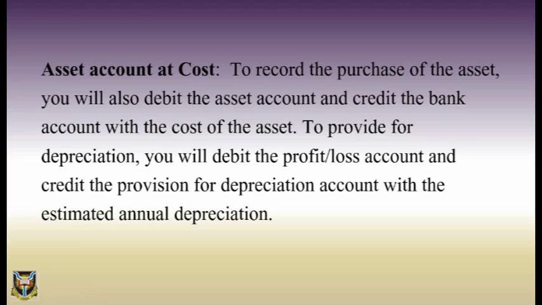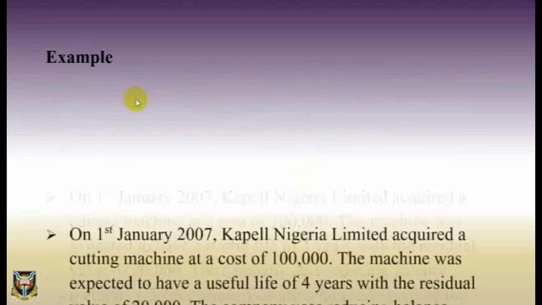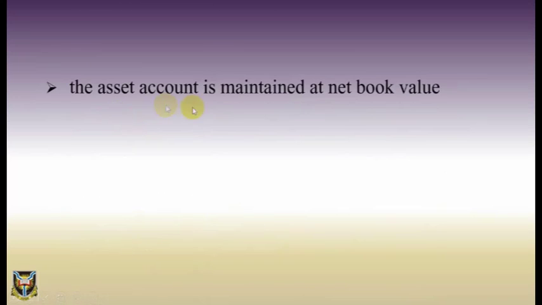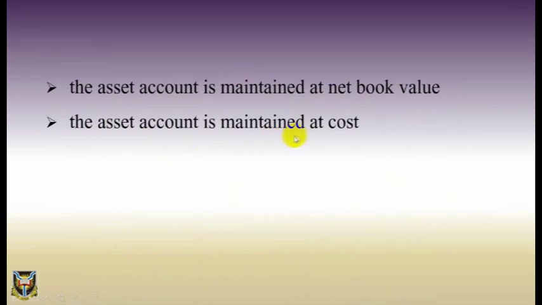Example: on 1st January 2007, Capel Nigeria Limited acquired a cutting machine at a cost of 100,000. The machine was expected to have a useful life of 4 years with a residual value of 50,000. The company uses the reducing balance method of depreciation. You are required to prepare the necessary accounts for recording the above transactions up to 31st December 2009, assuming 1. the asset account is maintained at net book value, and 2. the asset account is maintained at cost.